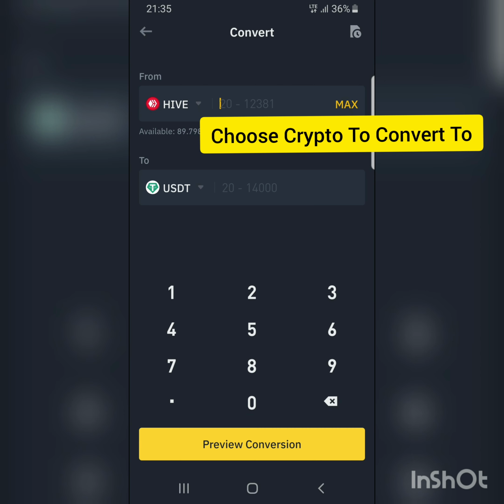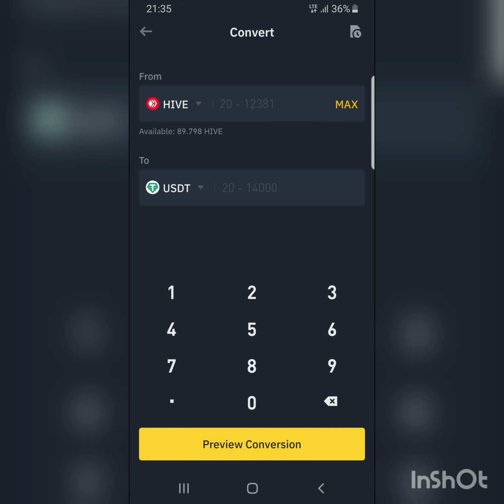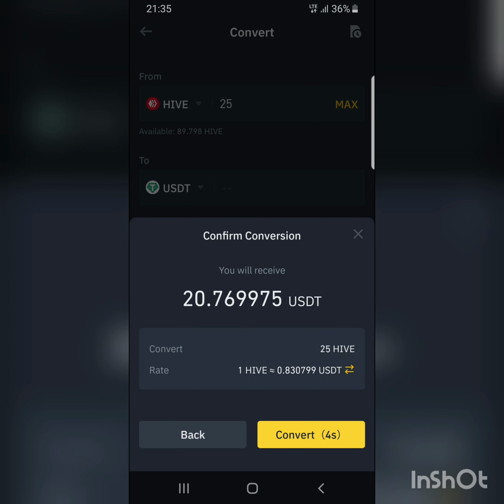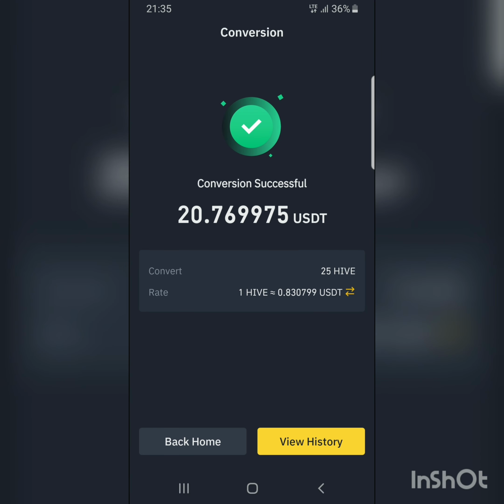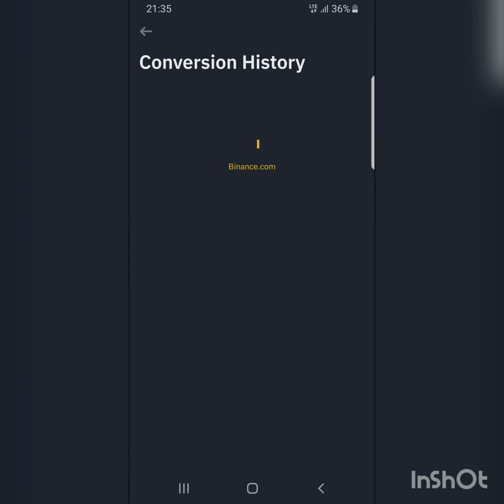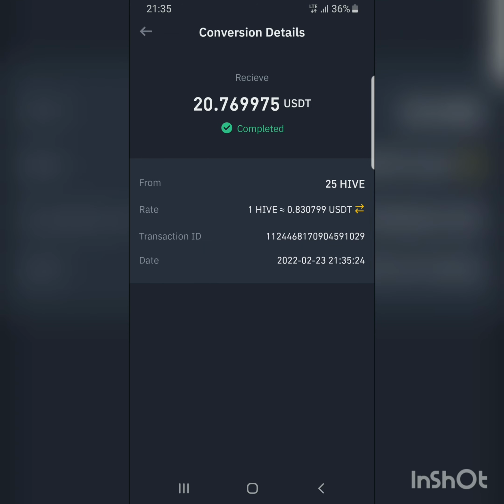They're saying I have to send a minimum of 20 Hive. So I'm going to put 25 Hive, and then I click on preview. It gives us at the moment 20.7 USDT, and then I convert. It's as simple as that. Processing conversion. The conversion has been successful. I can view the history. I've converted it already, and it's completed. So trading using the Binance Convert OTC Portal is really very simple. You can see conversion details from 25 Hive to 20.7 USDT.